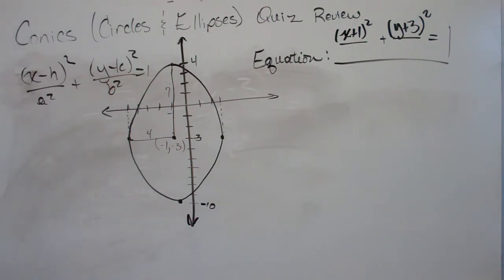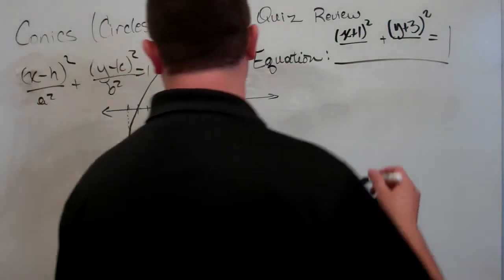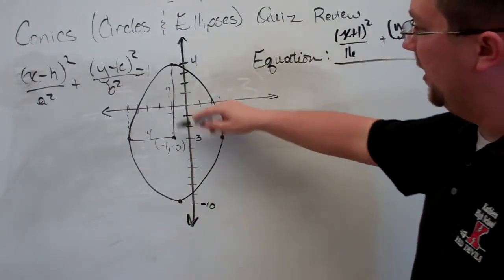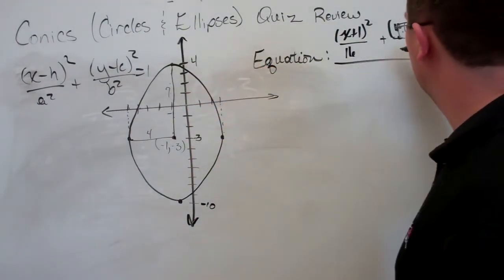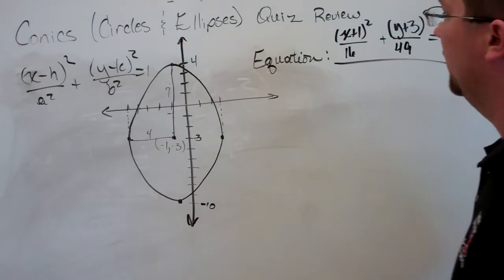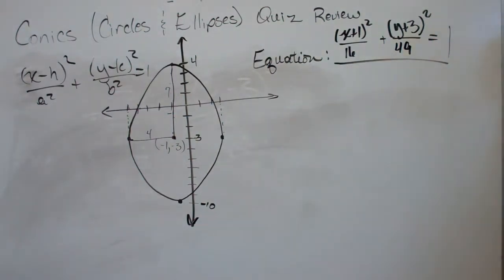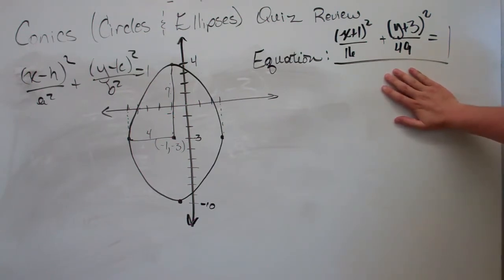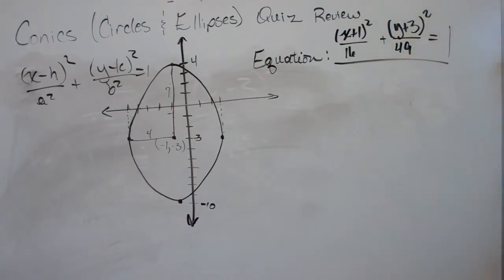So now we're just going to figure out which one's x, which one's y. Well, since this one is parallel to the x-axis, of course that's the x. So this would be 4 squared or 16. And then the y-axis is the one that's parallel to the y, so 7 squared, which is 49. So the equation for my badly drawn ellipse is x plus 1 quantity squared over 16 plus y plus 3 quantity squared divided by 49 equals 1. Alright, that's number 5.